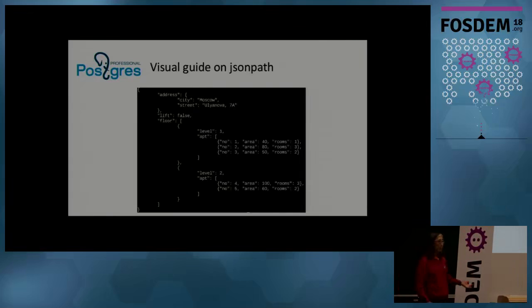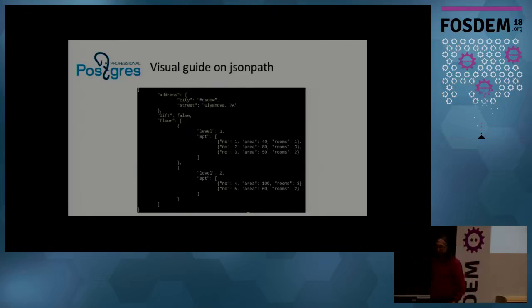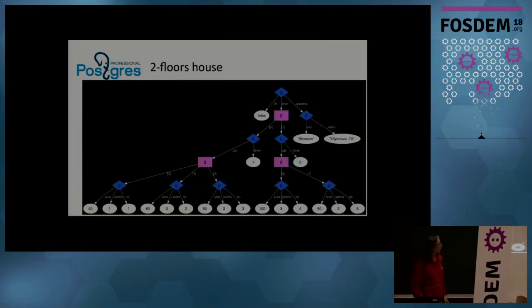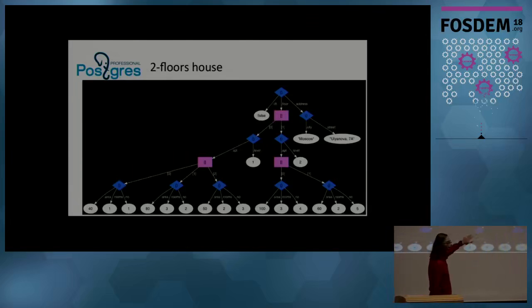Here is an example. Okay, you don't see the example, but believe me, this is a JSON which describes a house with 2 floors. Here it's maybe better to see. This is a visual representation of the JSON. You have floors, you have apartments, you have metadata of apartments.